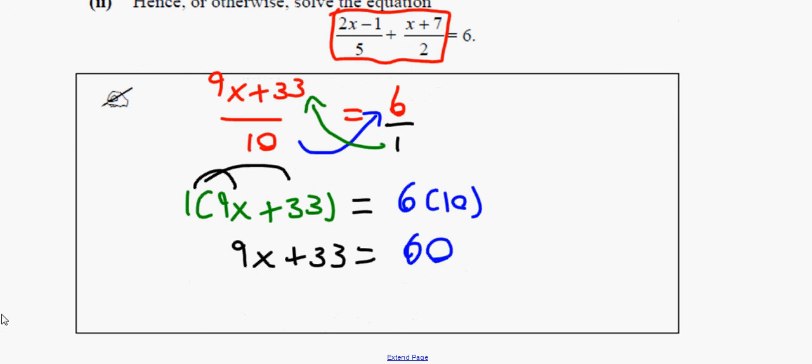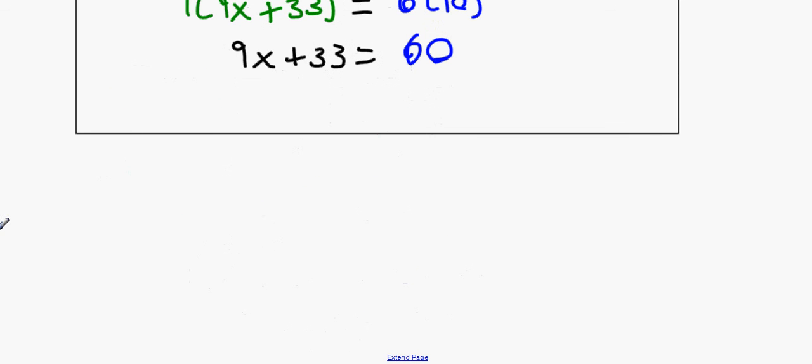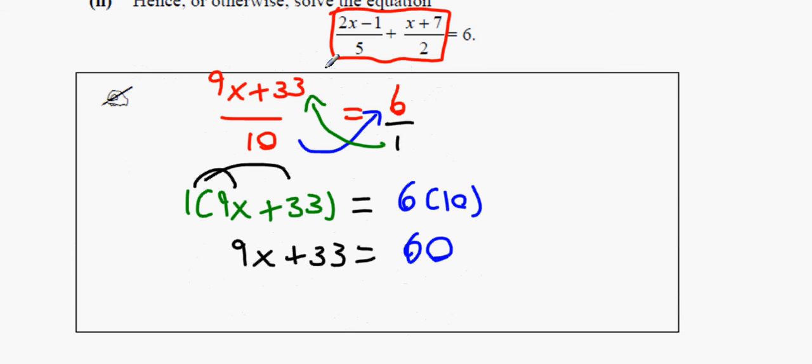Bring over the 33 on the other side. Okay, you want to get the x on its own. It's a solve question. Solve the equation. You got to get x on its own. To get x on its own, you get rid of the 33 first, because the 9 and the x stay together till the end.